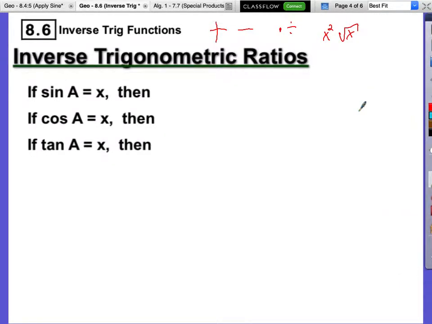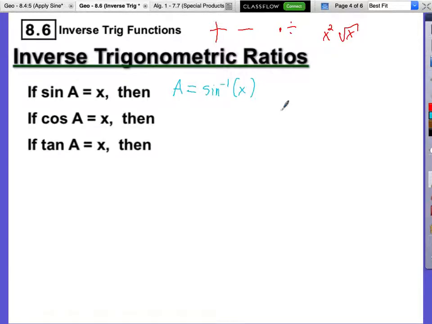So if sine of angle A is equal to x, we always take sine, cosine, tangent of an angle. If that's equal to just some x, could be like that 3 over 5 we had on our homework, something like that. If sine of A is equal to x, then angle A, the measure of the angle, is equal to the inverse sine of x. Whoa. Okay, so there's some things to talk through here.